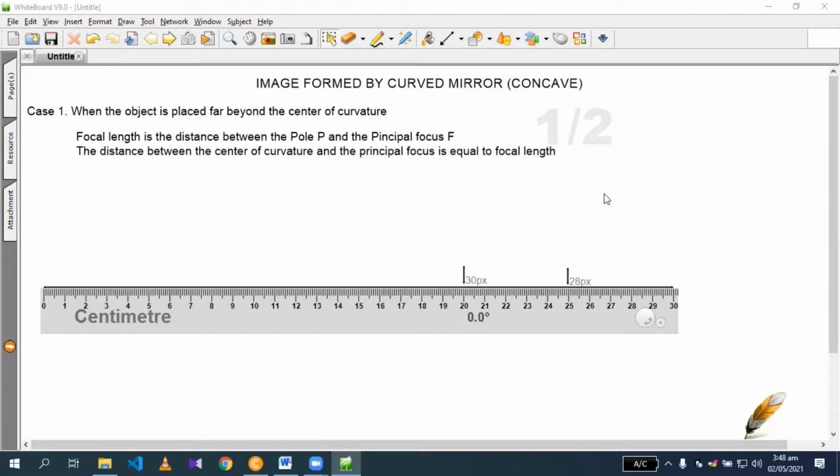Today we'll be looking into the topic image formed by curved mirror. Actually, you have two types of curved mirror. We have the convex mirror and we have the concave mirror. But today we'll be looking into the concave mirror.